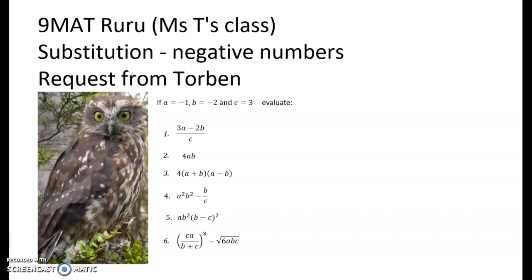So in all of these, we've got these values for A, B and C. So A is -1, B is -2, and C is equal to -3. So pause the video, have a go, and then I'm going to go through all of them.